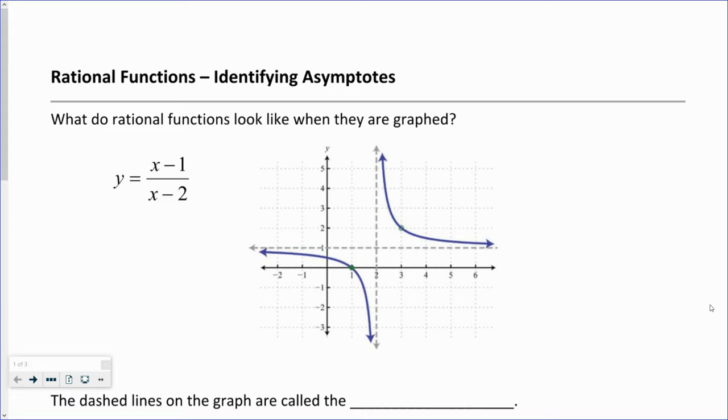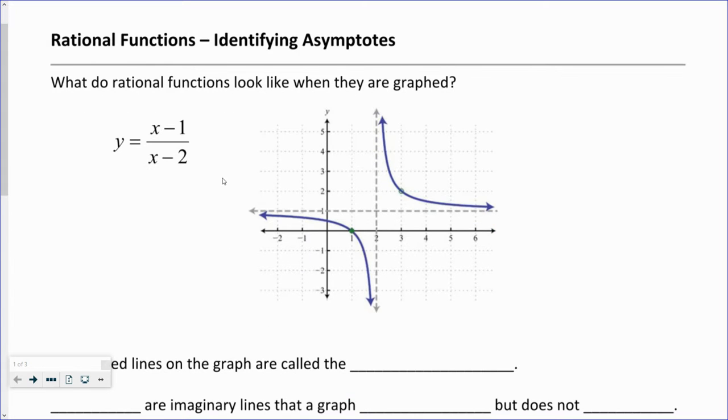Remember, a rational function is a function with a numerator. Here you have a numerator and a denominator. And what happens with those rational functions oftentimes is that we can have asymptotes.